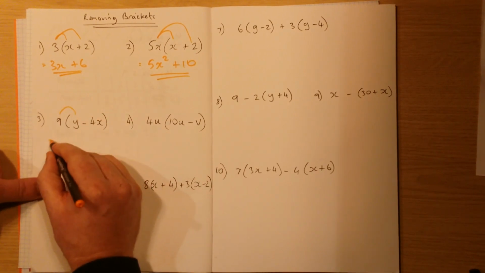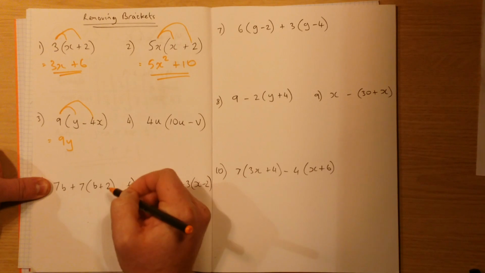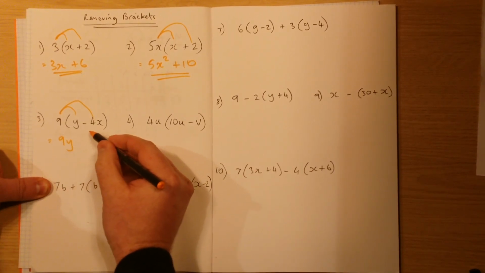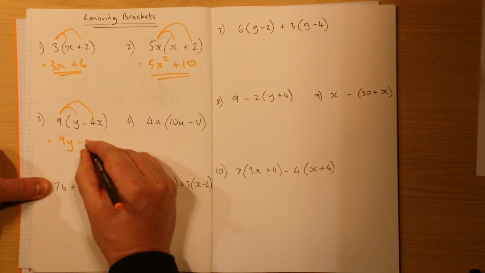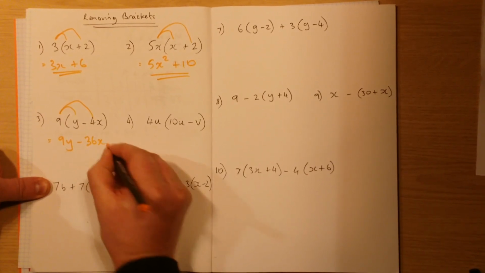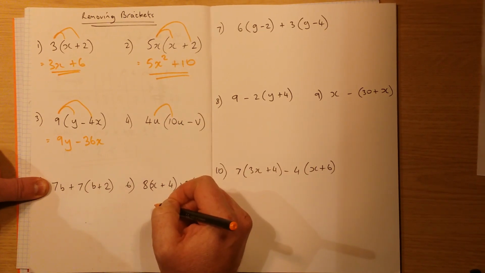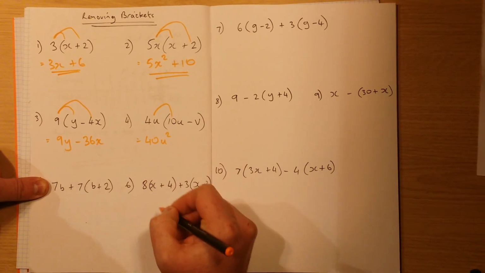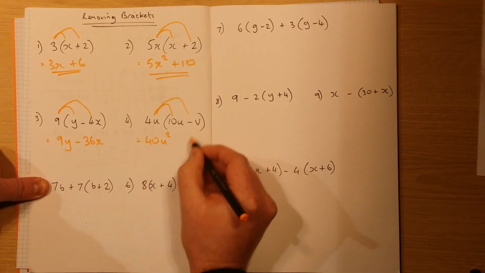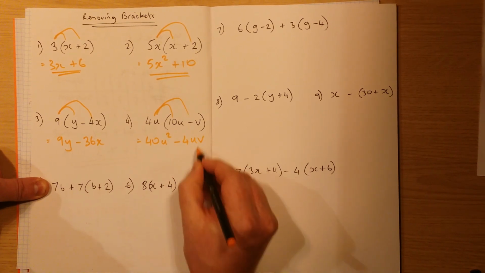9 times y is 9y. 9 times minus 4x, well, 9 times minus 4 is minus 36, and you've also got an x in there as well, so it's going to be minus 36x. 4u times 10u would be 40u squared, and 4u times minus v would give you minus 4uv.